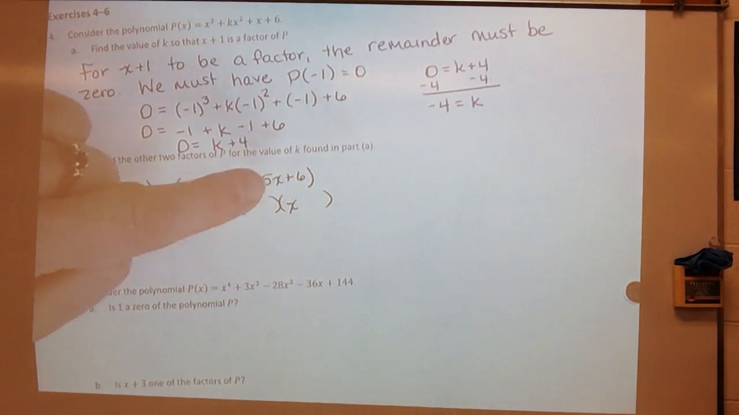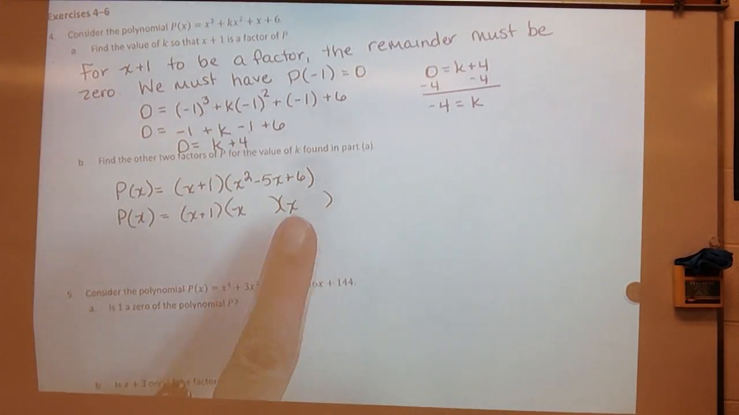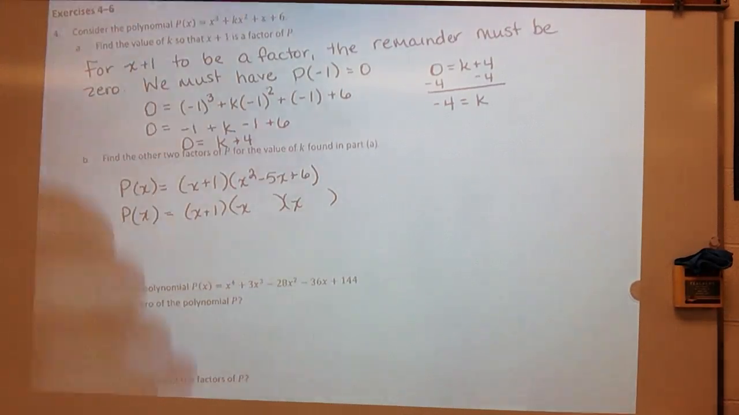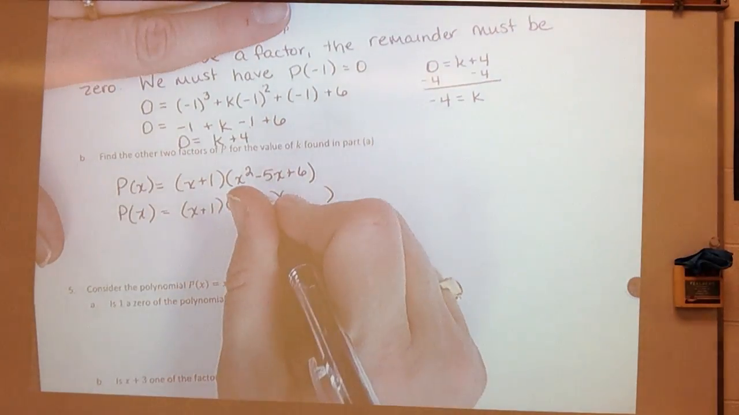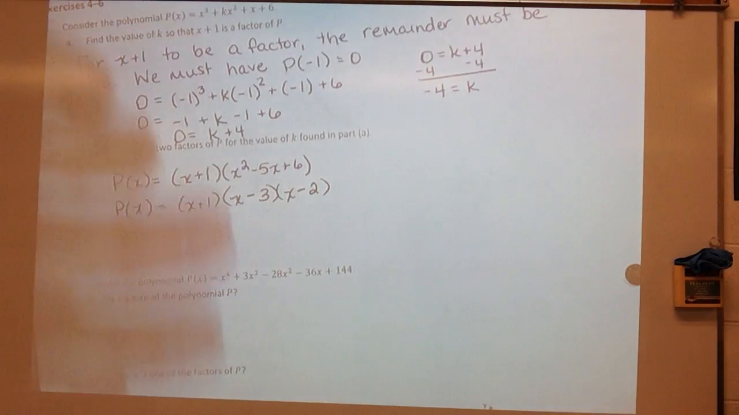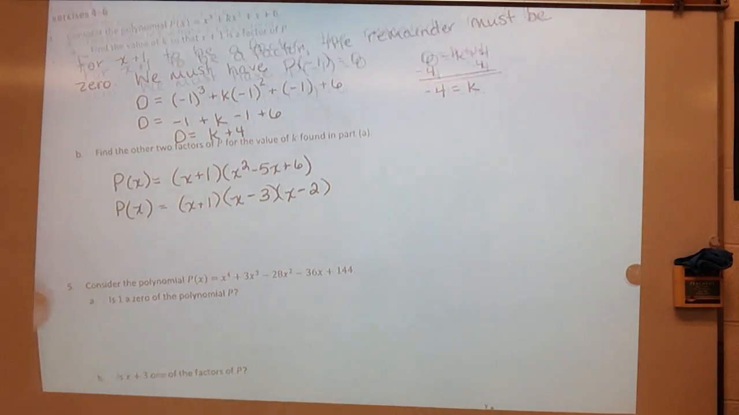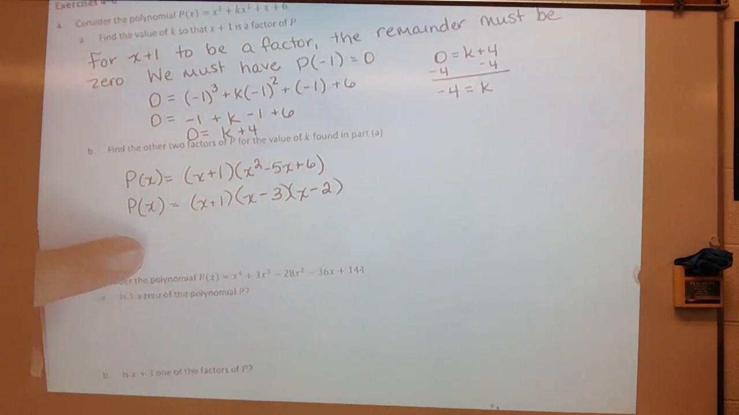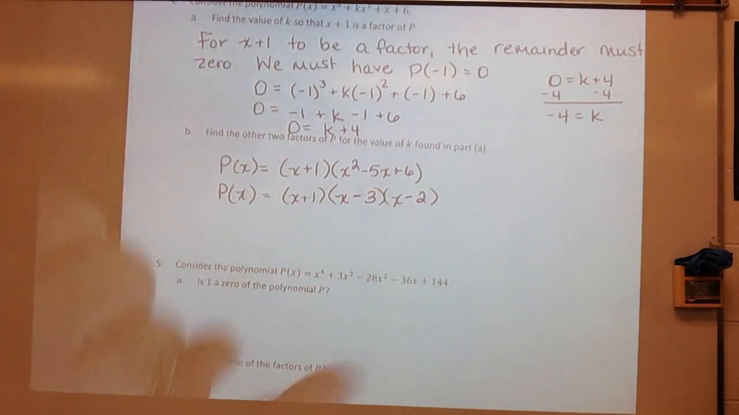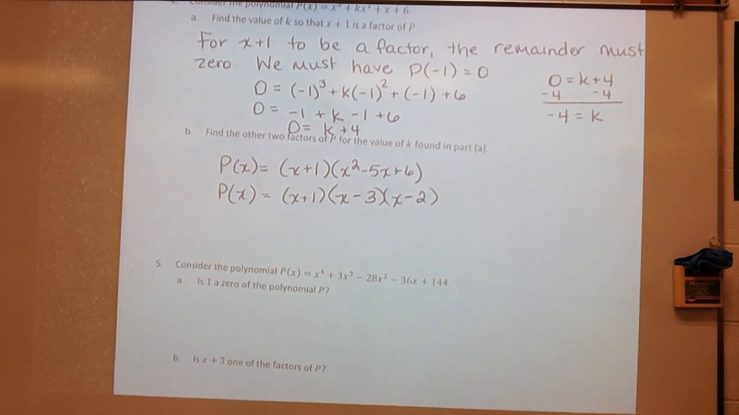Now remember, it's a minus plus, so I want to be able to add my factors of 6 to get 5. Alright, so we know that that has to be 3 and 2. And they're both going to be negative. And now I have my other two factors. So I would be able to factor this polynomial into x plus 1 times x minus 3 times x minus 2. Okay?